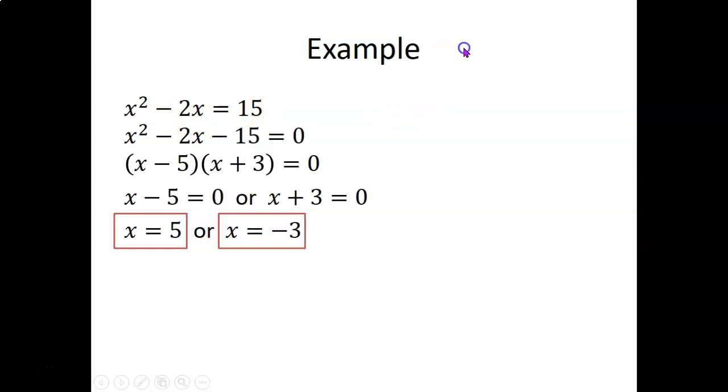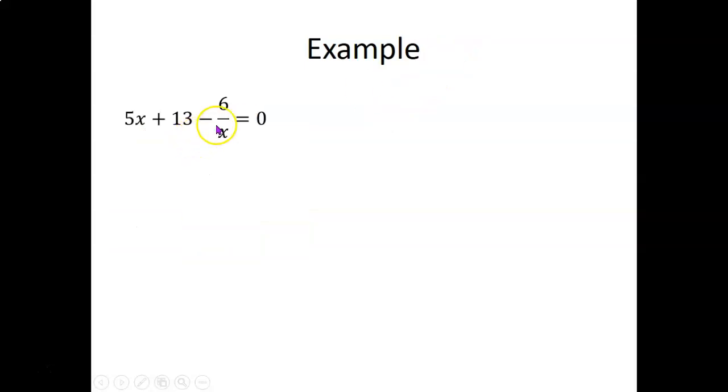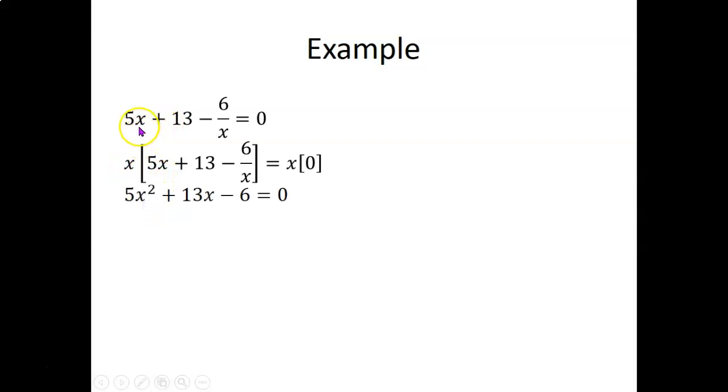Okay, let's try some more by factoring. 5x plus 13 minus 6 over x equals 0. And at first this doesn't look like a quadratic equation. I don't see an x squared here. But I do see this fraction looking thing. So let's kill the fraction by our old trick of multiplying both sides of this equation by the denominator. So I multiply both sides by x, and I get x times 5x would be 5x squared, plus x times 13 would be 13x, minus x times 6 over x would just be 6. And that's equal to, well, x times 0 would just be 0.